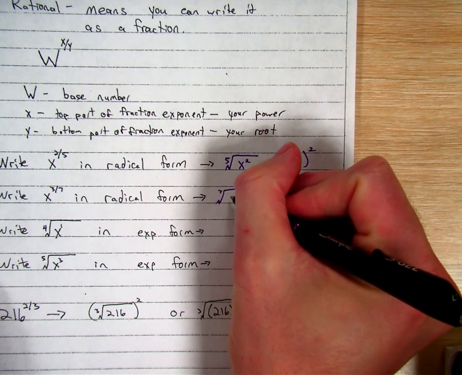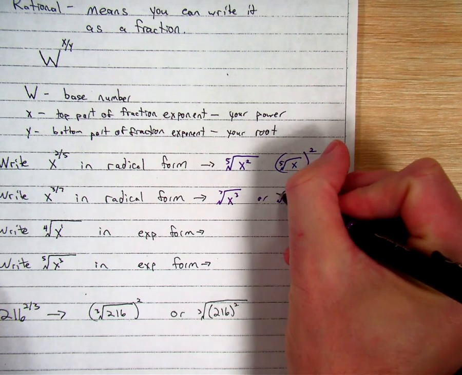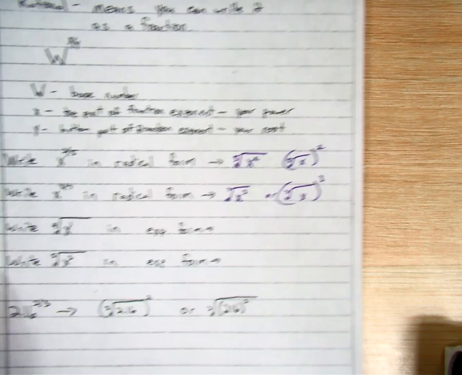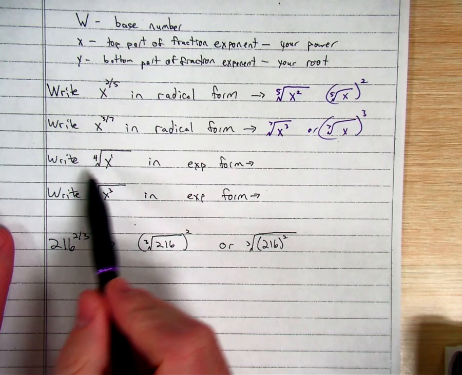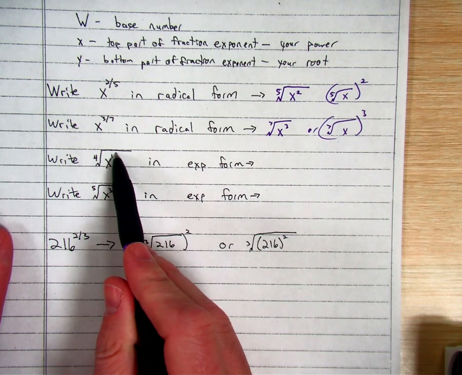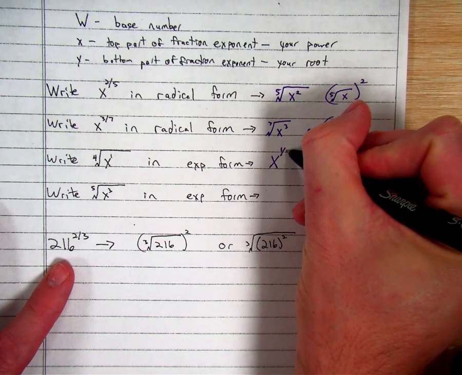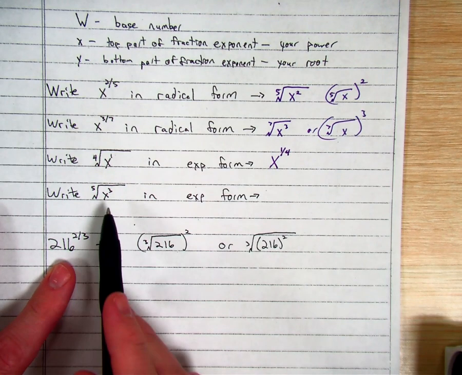Alright, we got the seventh root of x to the third, or you could have the seventh root of x, cubed. Okay, reverse. Now we have radical form. We're going to turn it into exponent form. Exponent, or power, over root. We're going to have x to the 1/4 power. Go ahead and think about this one.